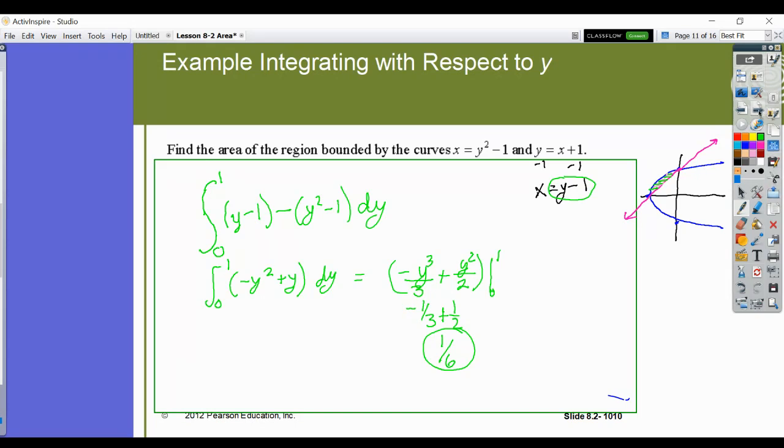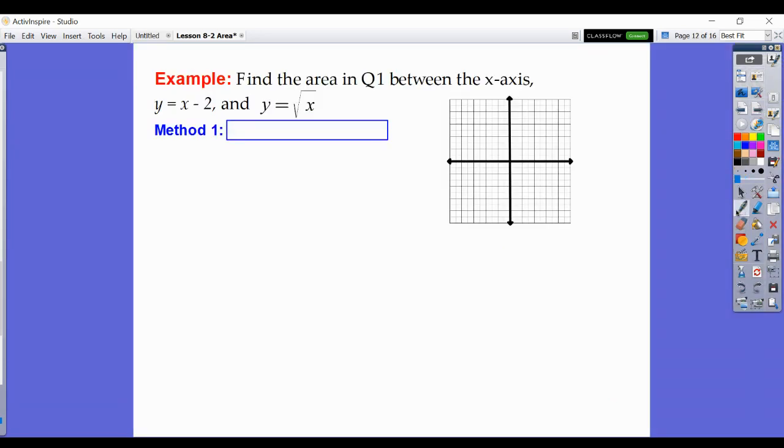Let's try another example. Okay, for our next example, we're going to find the area in quadrant 1 between the x-axis and y equals x minus 2 and y equals the square root of x. I'll start again with a little drawing so that we know what we're looking at.